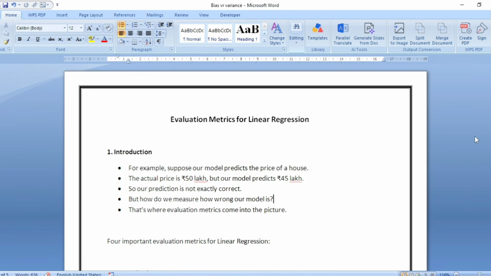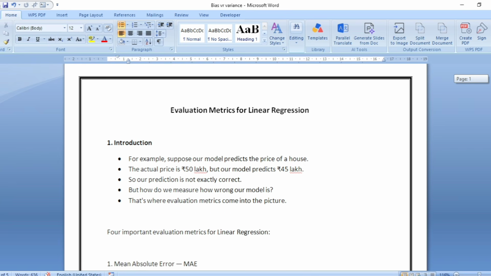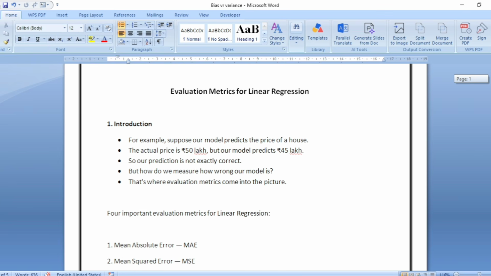Building a machine learning model is only half the job. The real question is, how do you know whether your model is actually good?